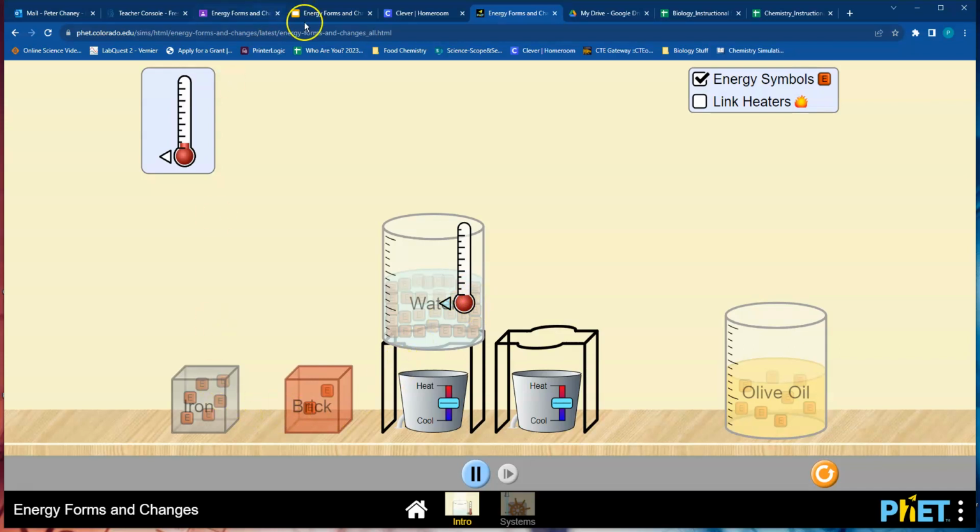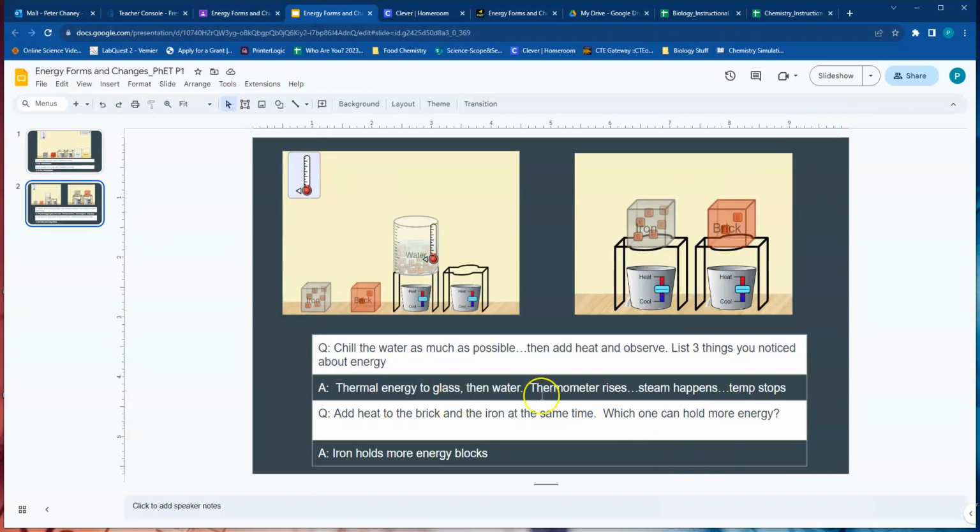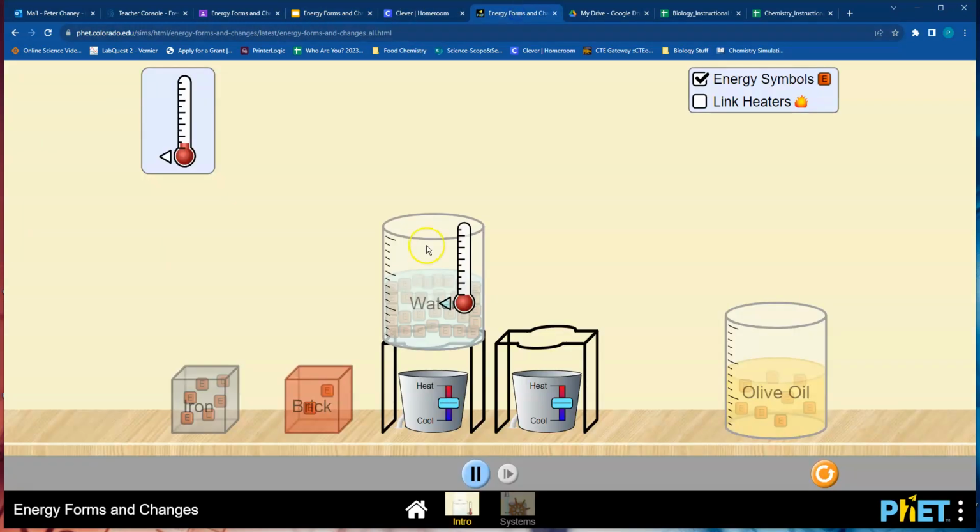Okay, so going back to the slides, you would answer those questions for why on both of those. Number 2, we're going to chill the water as much as possible, which it is now. Then we're going to add heat and observe. We're going to list a few things. So I've already listed a few here, so I'll go through that again.